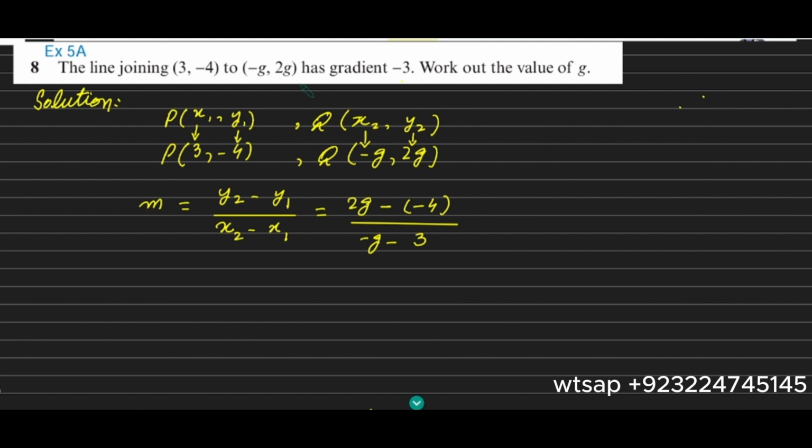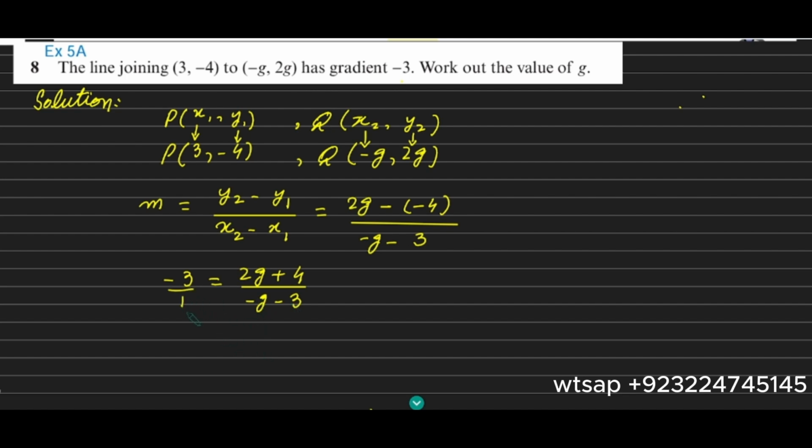As we know, the line joining these 2 points has gradient minus 3. We are given m equal to minus 3, so we replace m with minus 3, and then we get 2g minus minus 4, which is plus 4, divided by minus g minus 3. Now we simplify it to find the value of g.